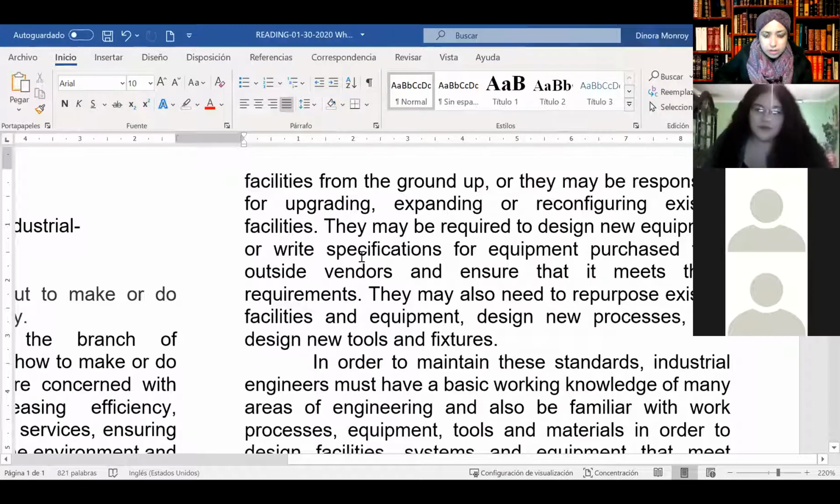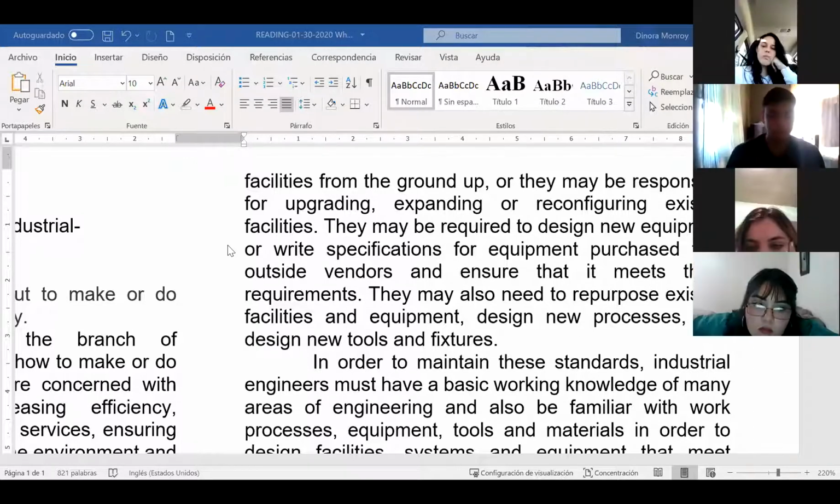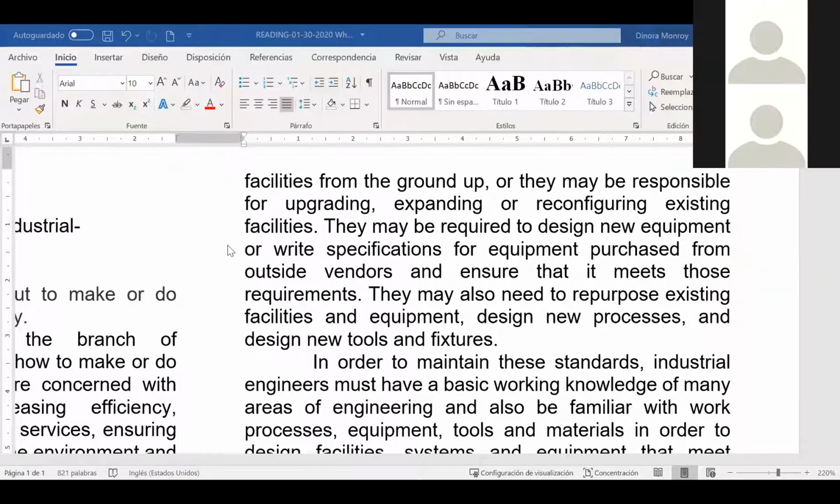They may be designing new equipment or writing specifications for equipment purchased from outside vendors and ensuring that it meets those requirements. All right, thank you, Hanael. Next person. They may also need to upgrade existing facilities and equipment with new processes and new tools and features.